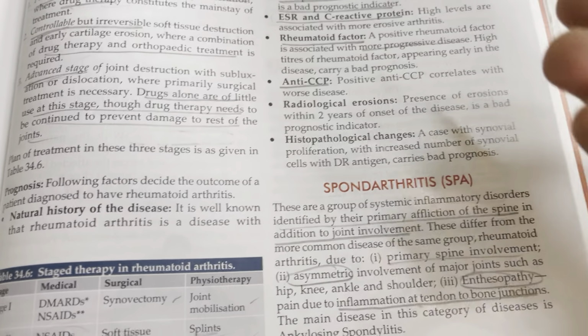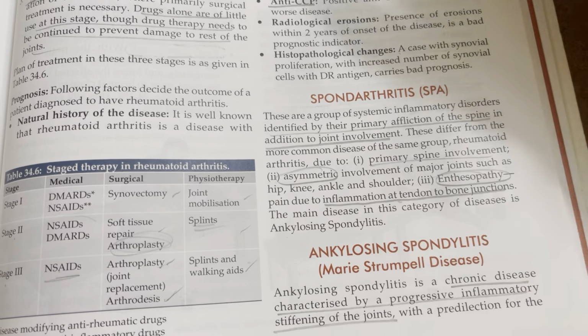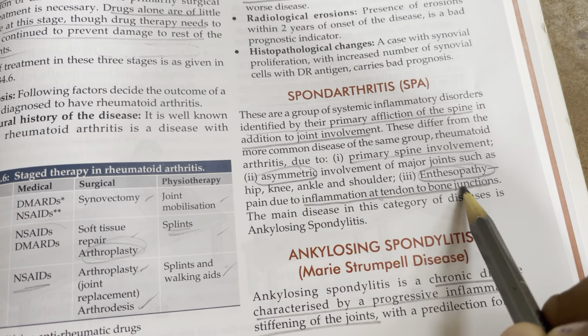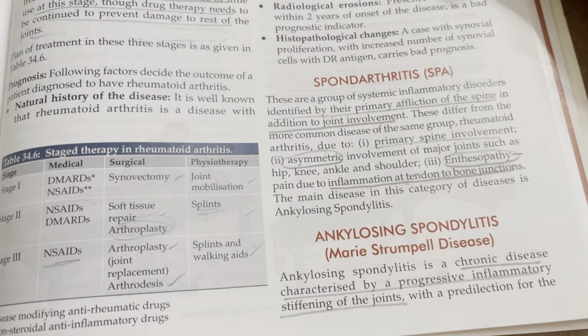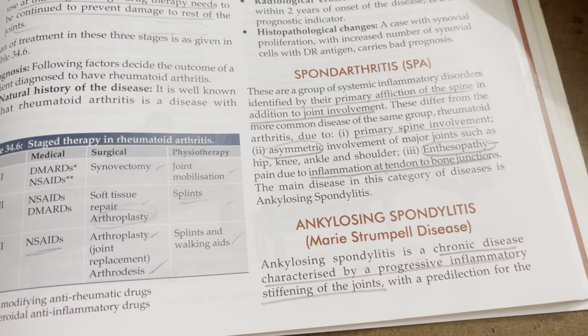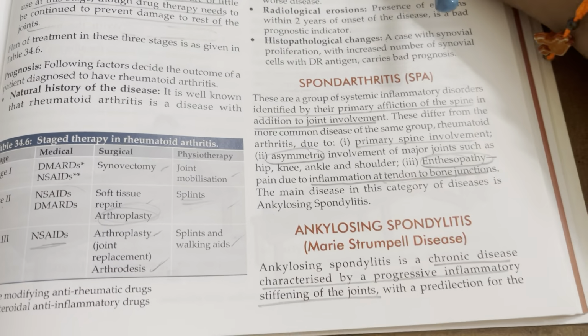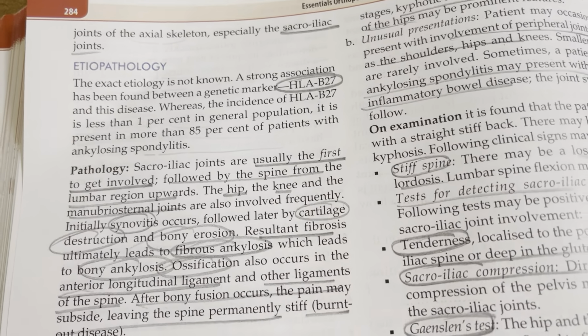Histopathological indications, bad prognosis. Then moving on to spondyloarthritis: you'll have asymmetric involvement of the major joints, enthesopathy, which is inflammation at the tendon to bone junctions, and primary spine involvement. First let's talk about ankylosing spondylitis. It is also called Marie-Strümpell disease. It is characterized by progressive inflammatory stiffening of the joints with a predilection for the joints of the axial skeleton, especially the sacroiliac joints.